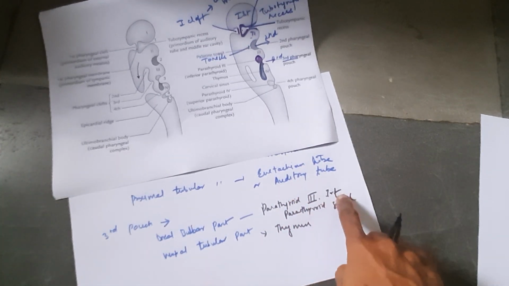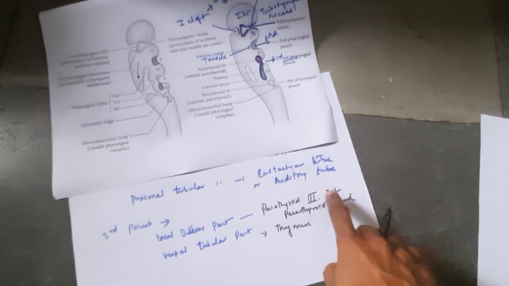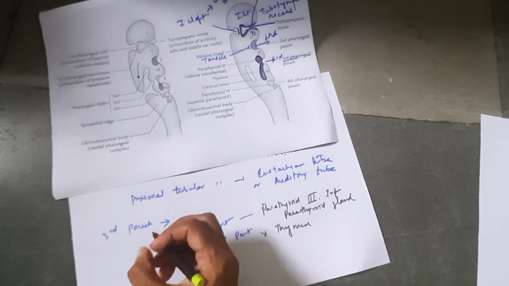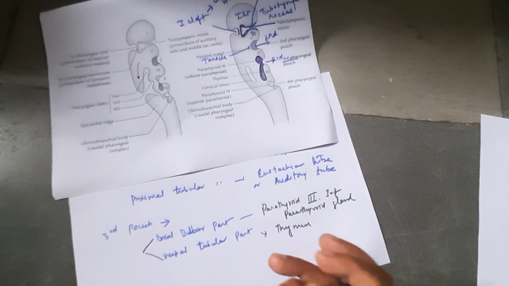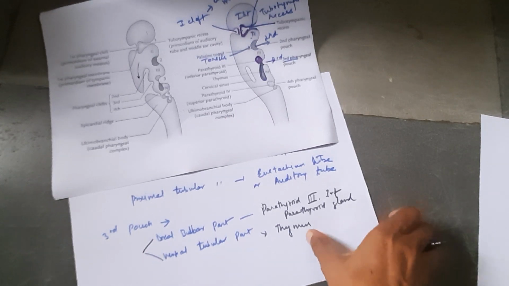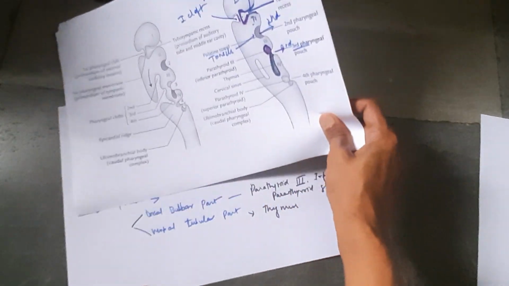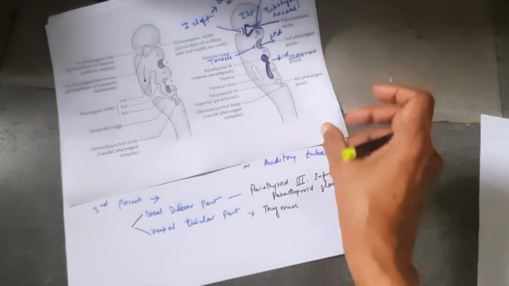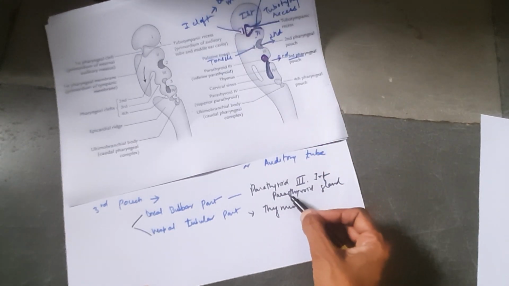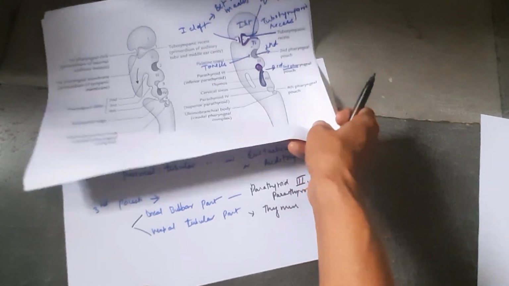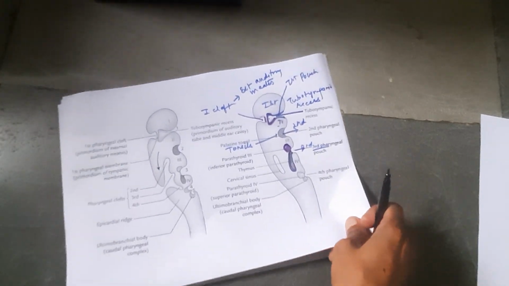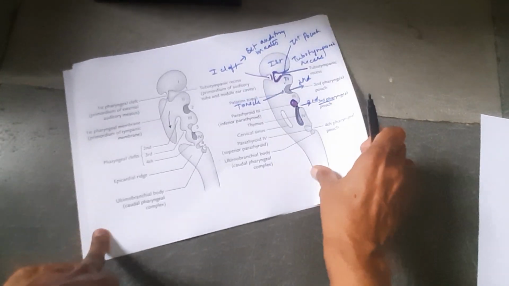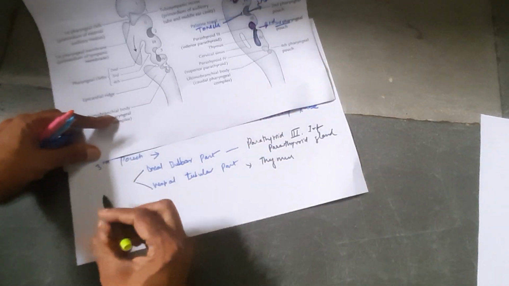पैराथायरॉयड 3 या इंफीरियर पैराथायरॉयड ग्लैंड, It develops from the dorsal bulbar part and ventral tubular part से third pouch का develop होता है thymus. तो thymus will develop from the third pharyngeal pouch and parathyroid 3 या inferior parathyroid gland they will develop from the third pharyngeal pouch. Now we come to the fourth pharyngeal pouch.